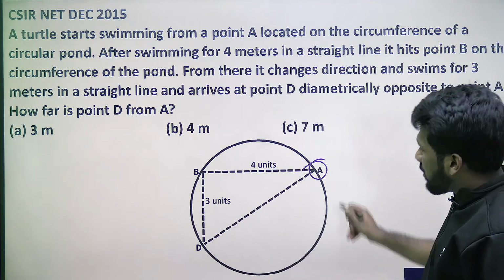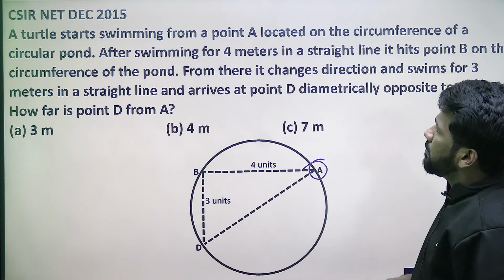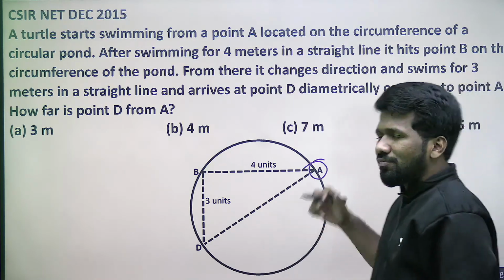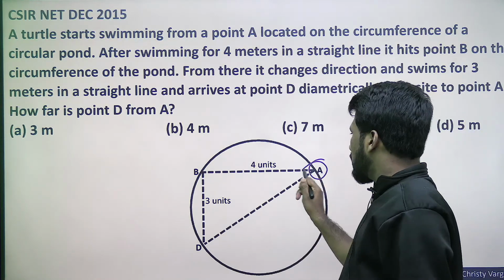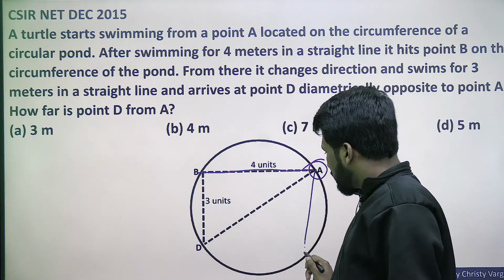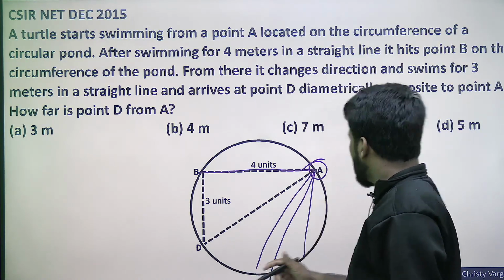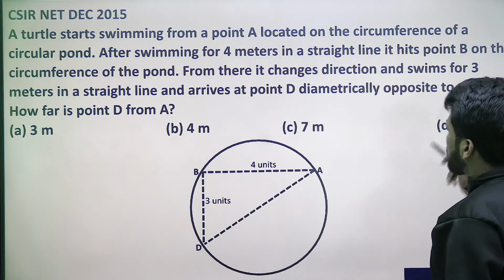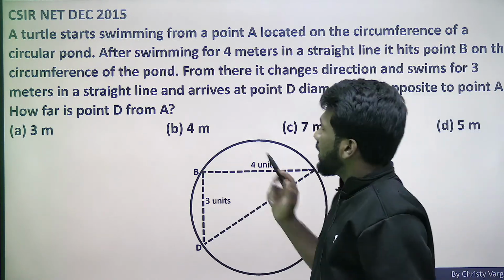After swimming for 4 meters in a straight line, in whichever direction you want, you can draw. Anywhere means anywhere on the circumference. I am just drawing in this direction. If you want to, you can draw this direction, this direction, this direction. No problem at all. So I am drawing in this direction, AB.